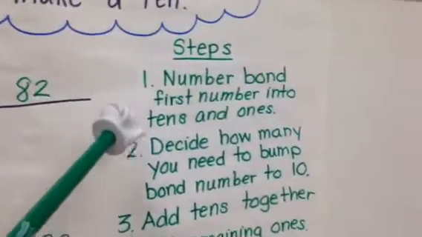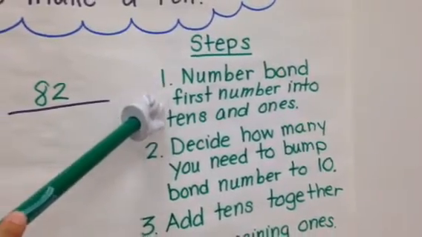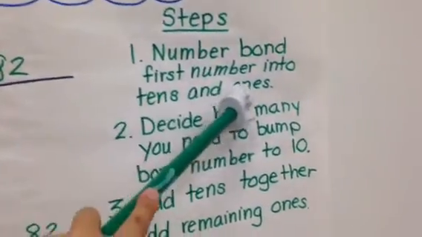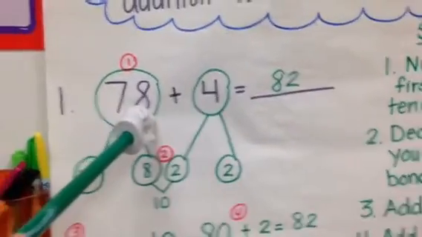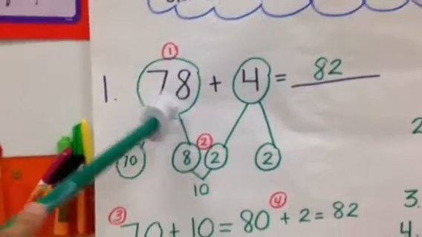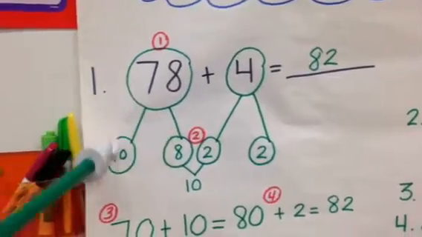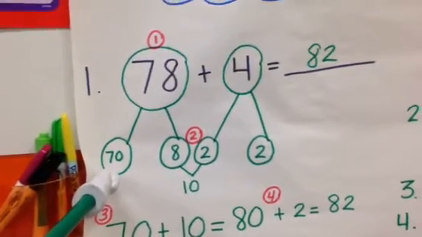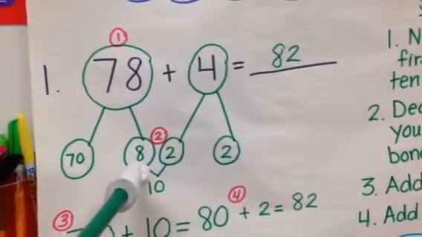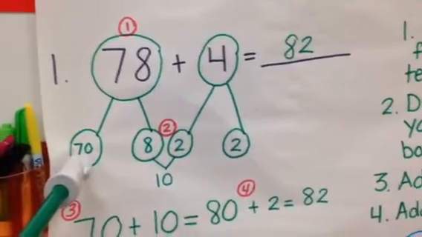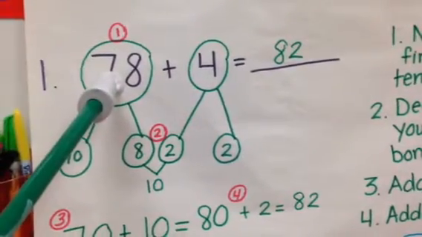So the first thing you're going to do is look at this number here and look over here. You are going to do a number bond, the first number, into its tens and ones. So if you look over here, we've got 78. How many tens are in 78? 7 tens. So 7 tens means 70. Then we take the ones out and put it here, 8. So we could say 70 plus 8 equals 78.